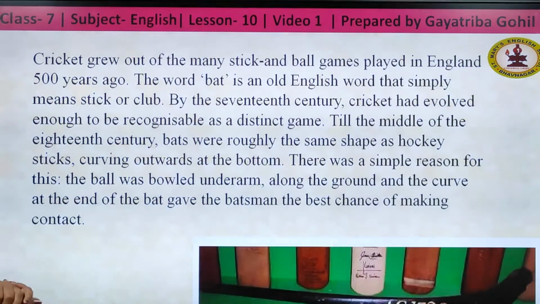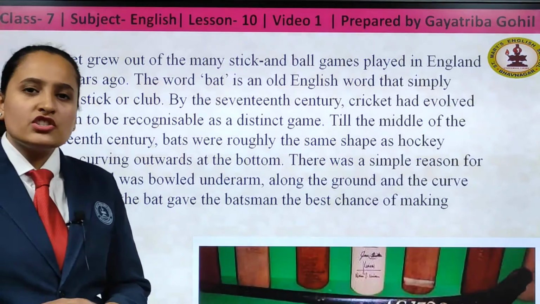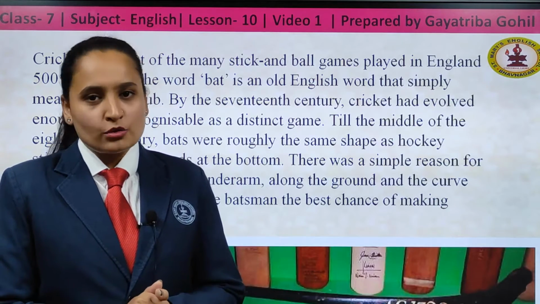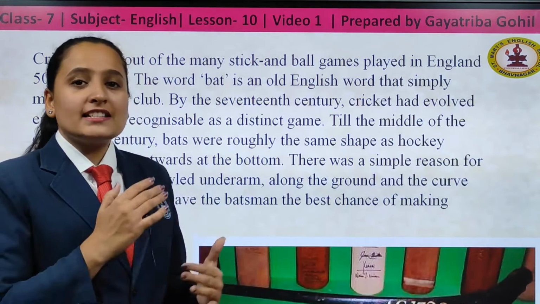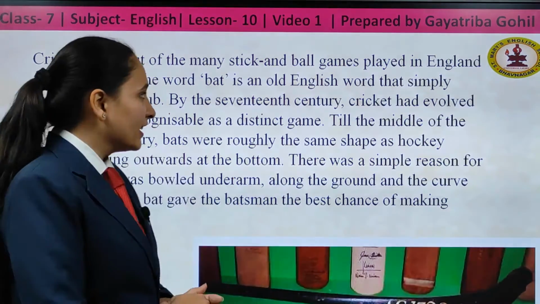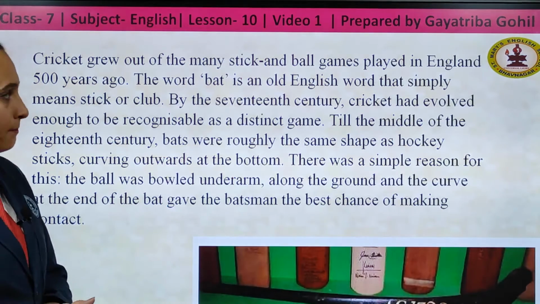Cricket grew out of the many stick and ball games played in England 500 years ago. The word bat is an Old English word that simply means stick or club. So cricket was just one of those stick and ball games that little young boys used to play, and slowly and steadily it evolved, and it is now the sport which is called cricket. By the 17th century, cricket had evolved enough to be recognizable as a distinct game.